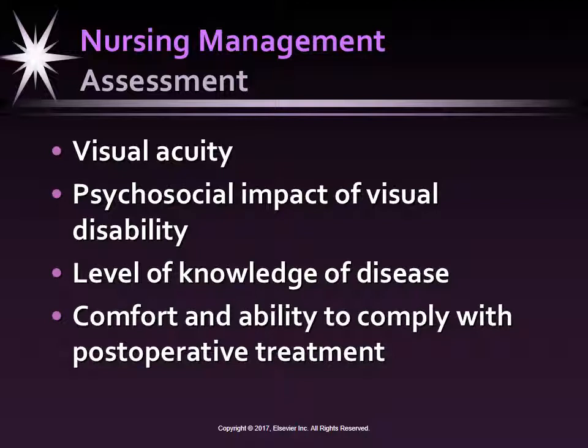Assess the patient's distant and near visual acuity. If the patient is going to have surgery, especially note the visual acuity in the patient's unoperated eye. With this information, determine how visually compromised the patient may be while the operative eye is healing. In addition, assess the psychosocial impacts of the patient's visual disability and his or her level of knowledge regarding the disease process and therapeutic options.